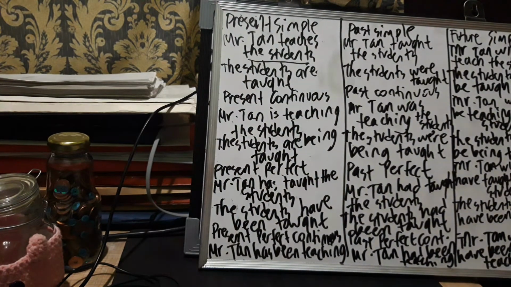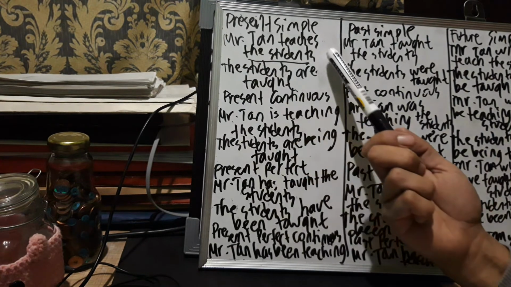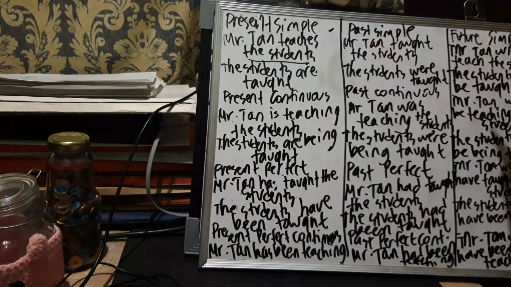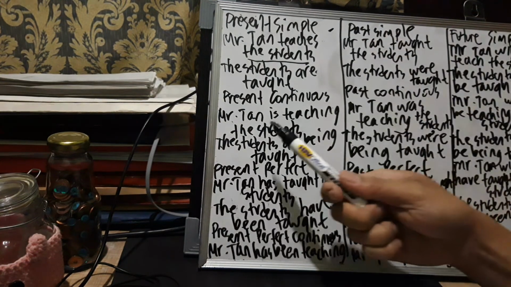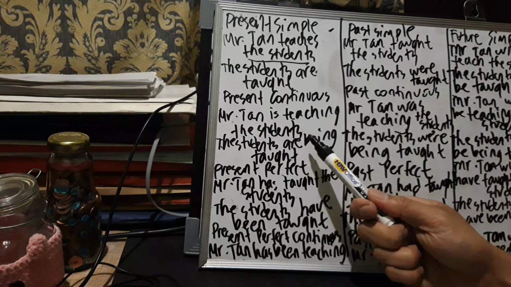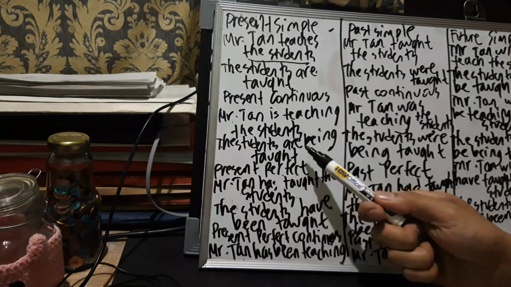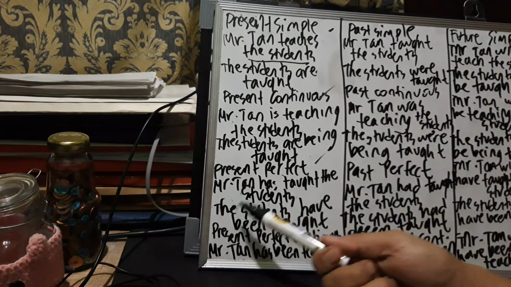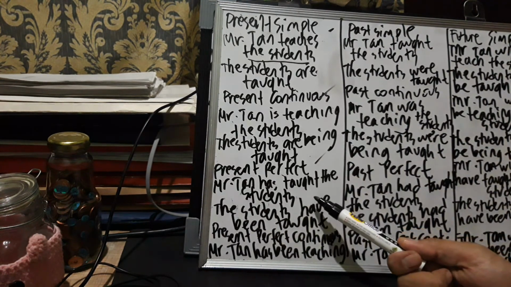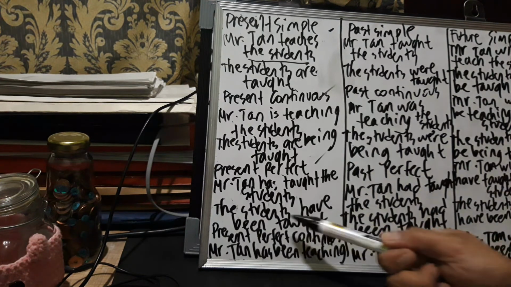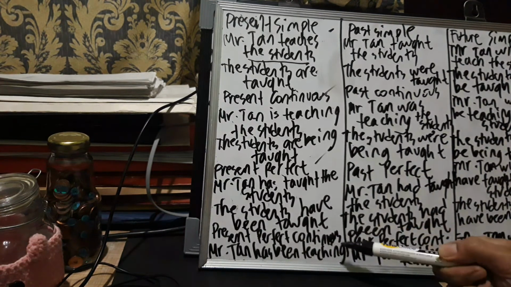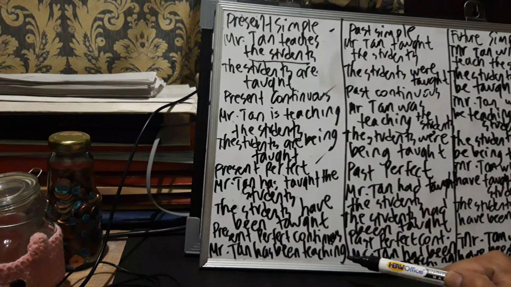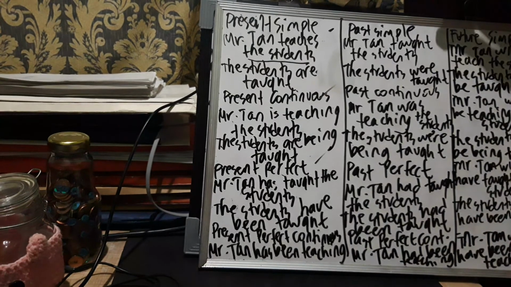So let's try to recap. Mr. Tan teaches the students. The students are taught. That is present simple. For the present continuous, Mr. Tan is teaching the students. Change into passive, the students are being taught. For the present perfect, Mr. Tan has taught the students. For the passive, the students have been taught. For the present perfect continuous, again, this is only active, so Mr. Tan has been teaching.